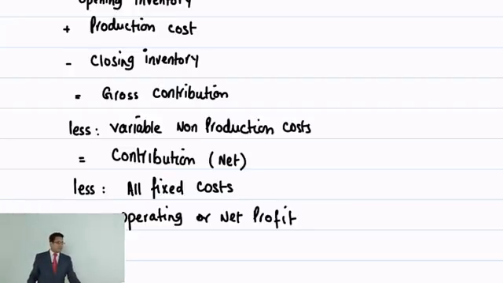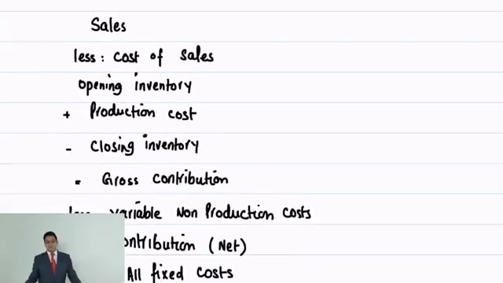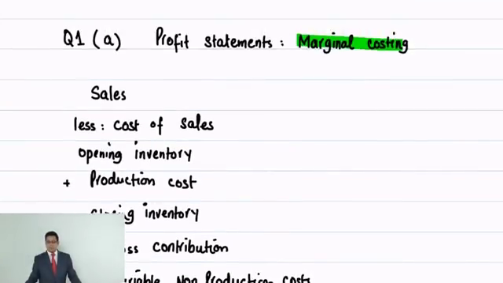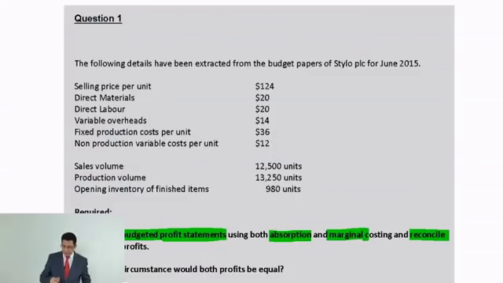Okay, so that's complete pro forma. Let's start picking up the numbers one by one from question number 1. Okay, here we go. First of all, we are given selling price per unit, which is $124, and sales volume is given as 12,500 units.